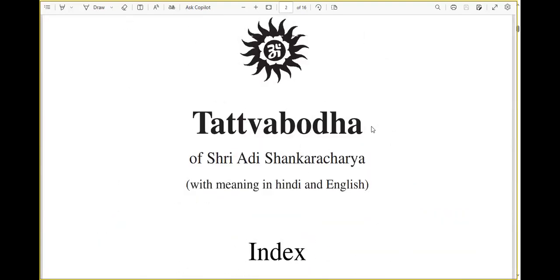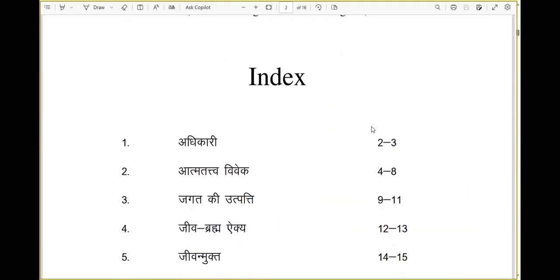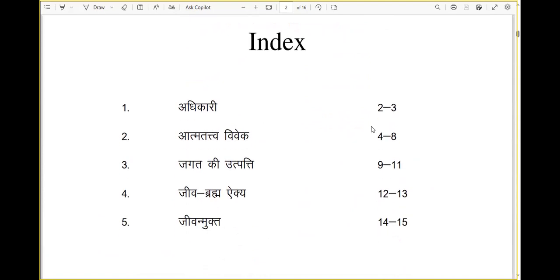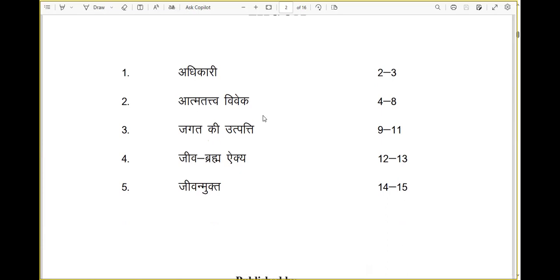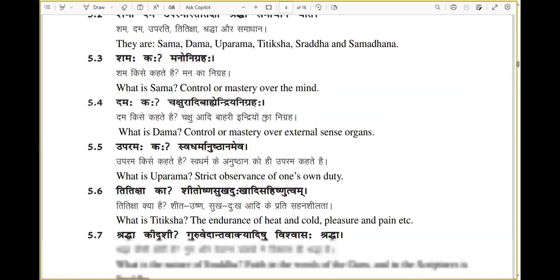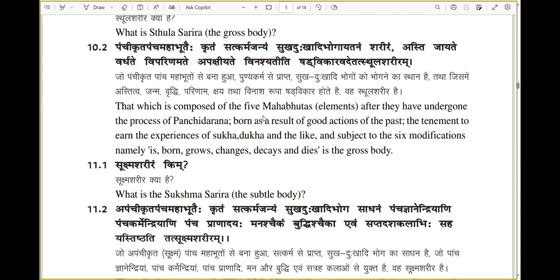So today we'll begin chapter number 3. We have studied the Adhikari of the Sadhana Chatushtaya in chapter 1. Then we have studied about Atma Tattva Viveka, Atma and Anatma, in chapter number 2. Now today we'll begin chapter number 3, which is Jagat Utpatti, the creation, will be dealt in this third chapter. Let us begin directly with chapter 3.